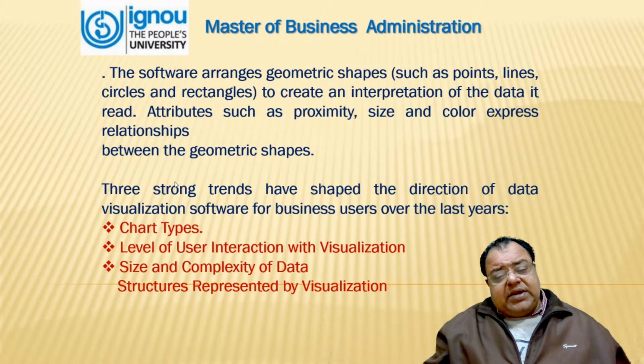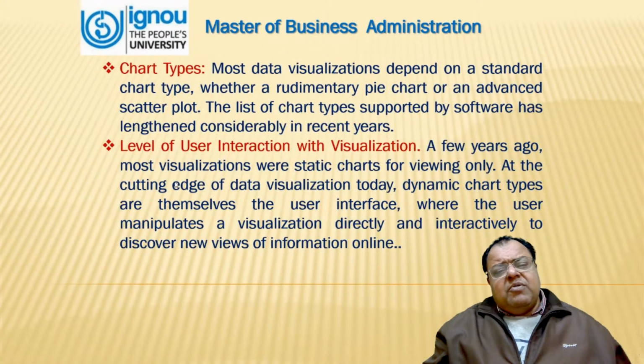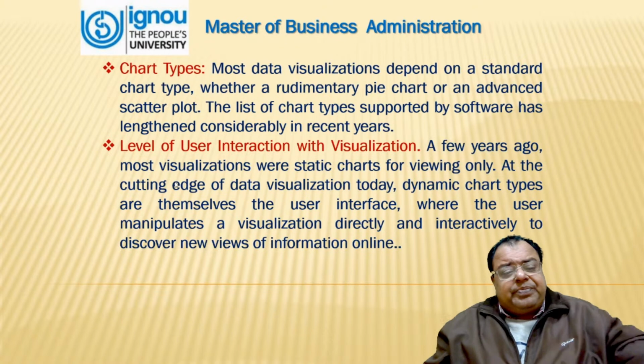Three strong trends have shaped the direction of data visualization software for business users over the last years. That is chart type, level of user interaction with visualization, and size and complexity of the data structures represented by visualization. Chart type: most data visualization depends on standard chart types, whether a rudimentary pie chart or an advanced scatter plot. The list of chart types supported by software has lengthened considerably in recent times.